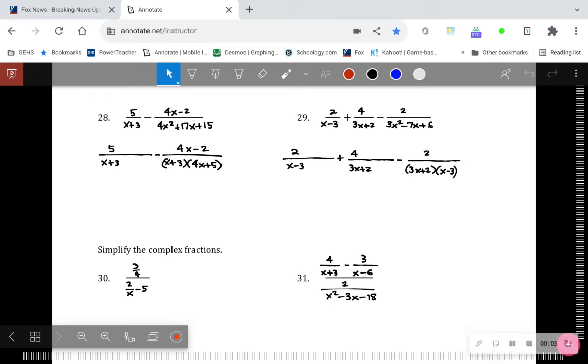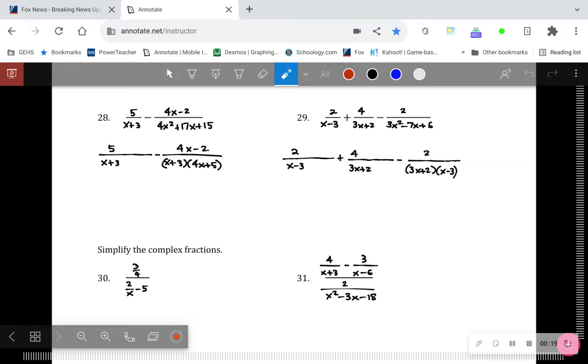Okay, so this is Mr. Peterson again. We're completing the Chapter 4 review for Algebra 2. And this last page, page 6, has some pretty difficult problems on. I'm going to do my best to explain them clearly.